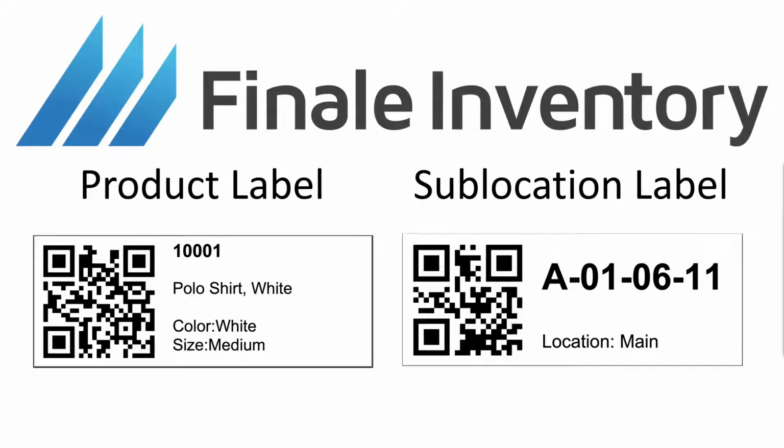What's the difference between a barcode and a QR code? A QR code can do everything a barcode can, but a barcode can only be read in one direction, while a QR code can be read in two, which means you can store more data within the label.